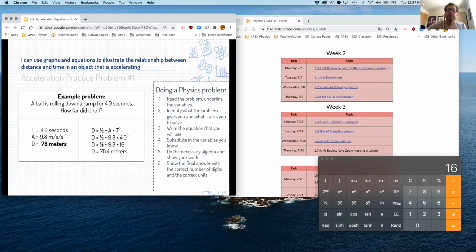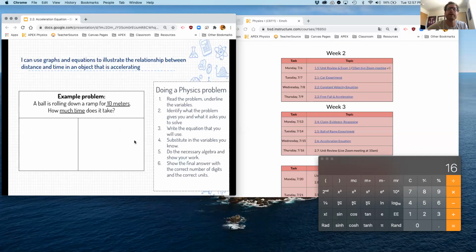Now, example problem number 2, okay? In example problem number 2, the ball is rolling down a ramp for 10 meters. How much time does it take? Well, 10 meters goes into distance. 9.8 is still the acceleration. You can assume it's on Earth, and the time, that's what we're solving for on this one, okay?